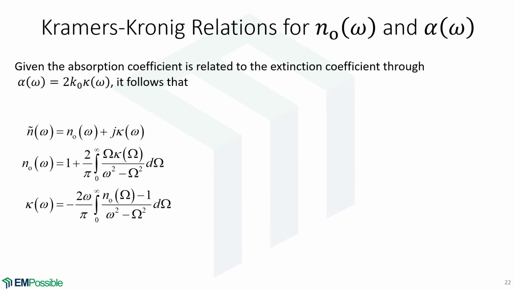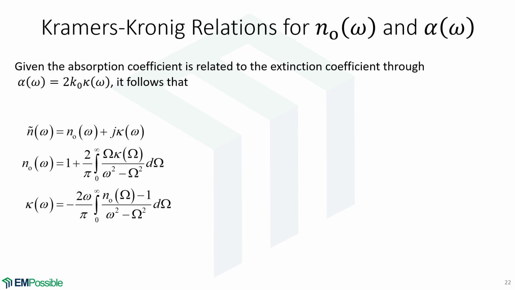Now, it's more common when we're talking about refractive index to relate the ordinary refractive index to the absorption coefficient. So I'm not talking about the attenuation coefficient, we're talking about the absorption coefficient. So it's a slightly different relation. There's a factor of 2 hanging out here. So our absorption coefficient is 2 times k naught times the extinction coefficient.